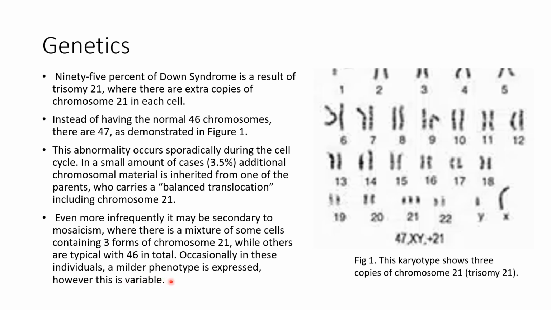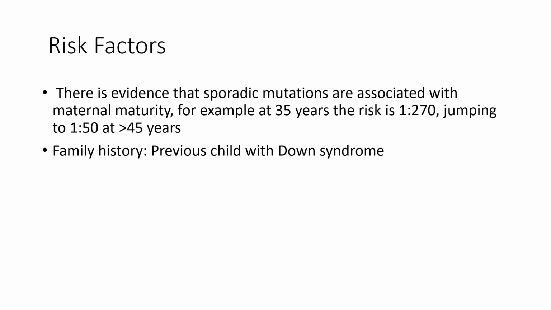So technically, we have talked about three genetic causes. Number one, we talked about non-disjunction, or trisomy 21. Then the other one, we talked about the balanced translocation. Then third, we also talked about mosaicism. So these are the three mechanisms that can lead to Down syndrome.